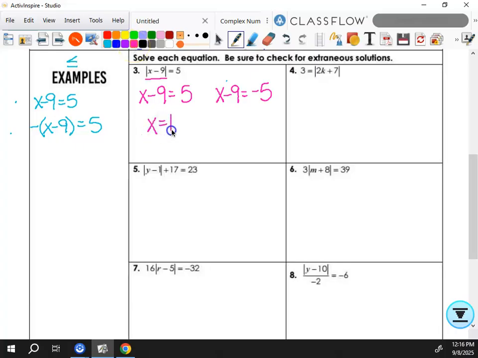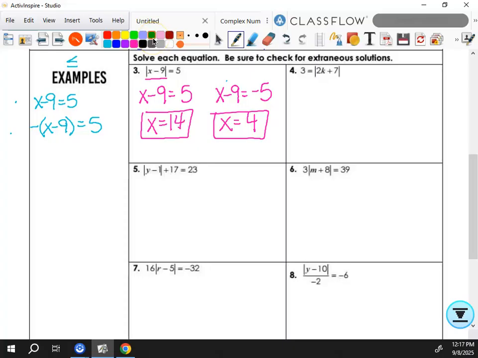X equals 14. And x equals what? 4. Two answers. Okay. Everybody okay with that? Any questions? All right, so we have to know when we can drop our absolute value signs.